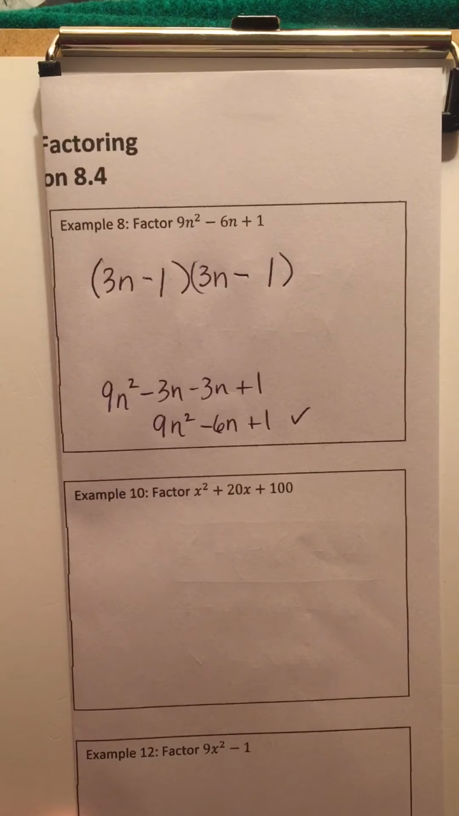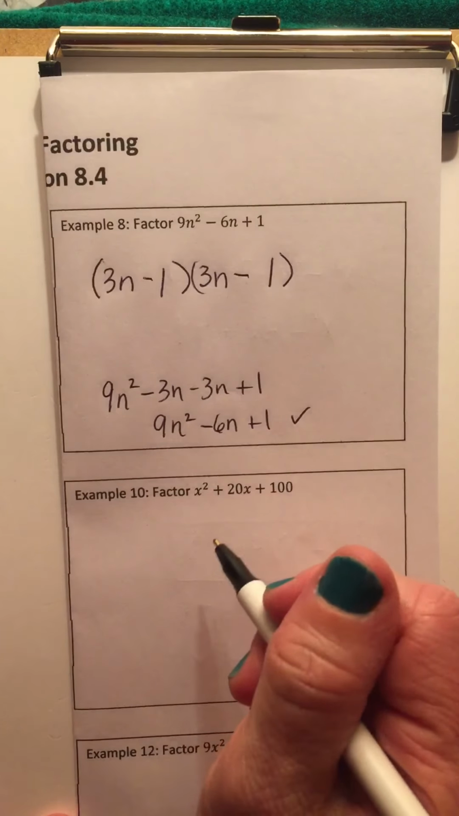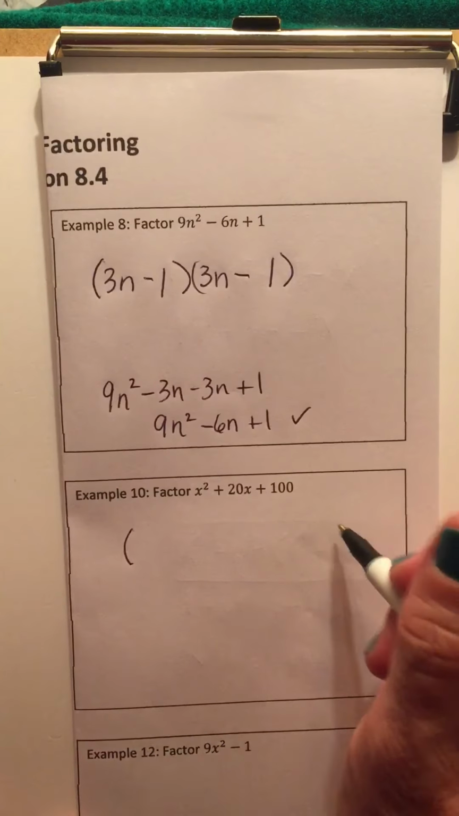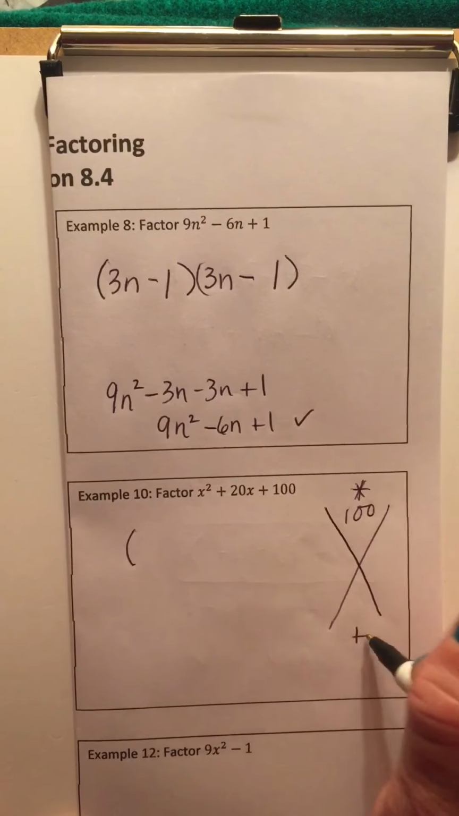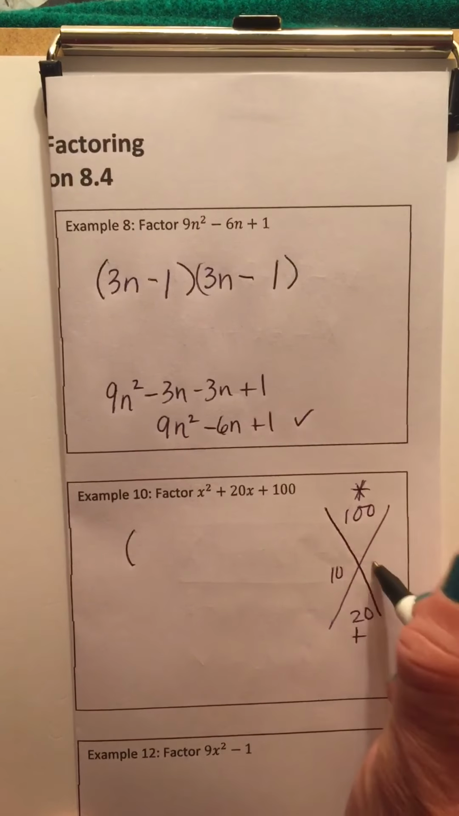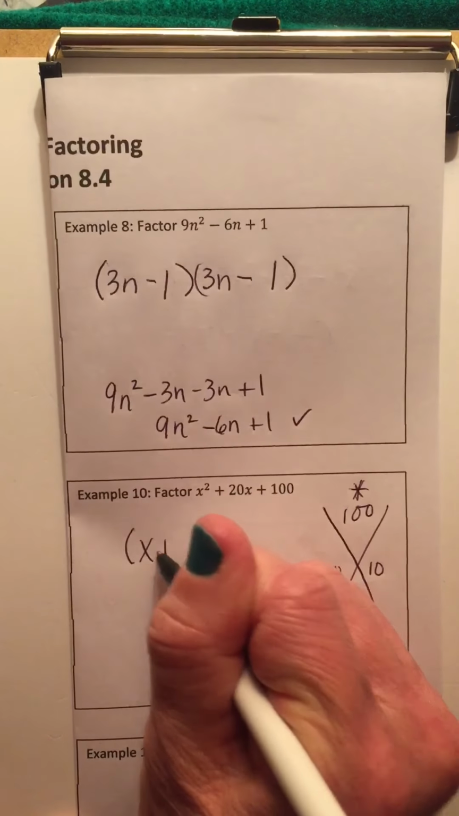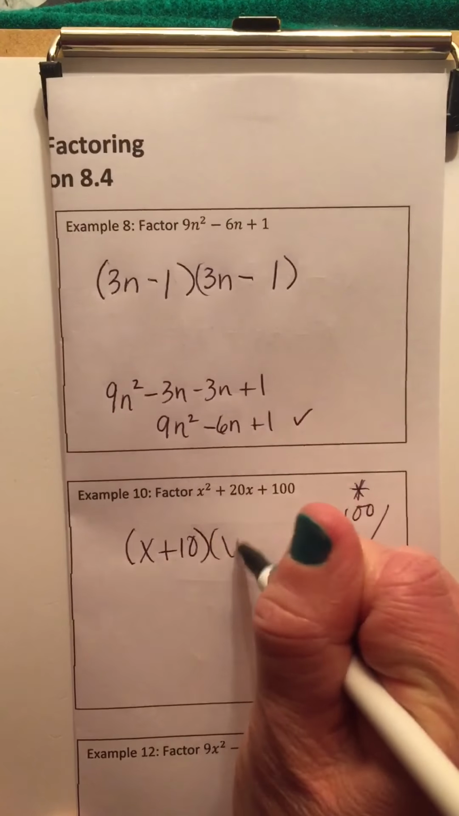Example 10, x squared plus 20x plus 100. This one you can ask yourself what multiplies to 100 and adds to 20. And it's 10 and 10. X plus 10 times x plus 10.